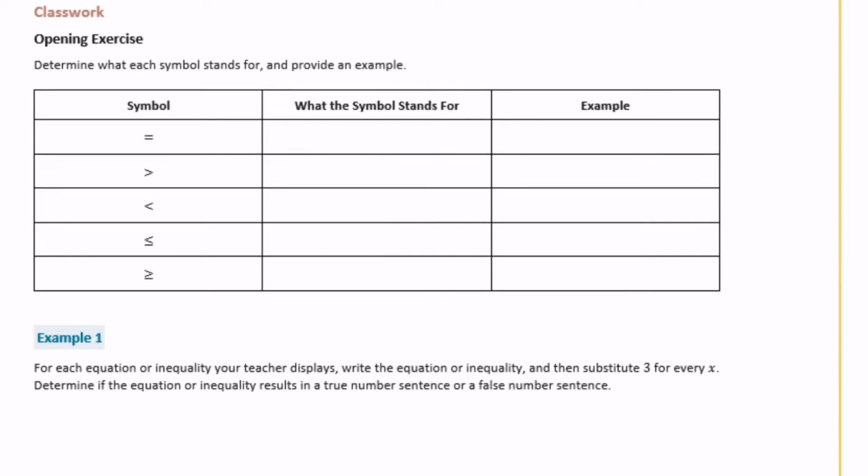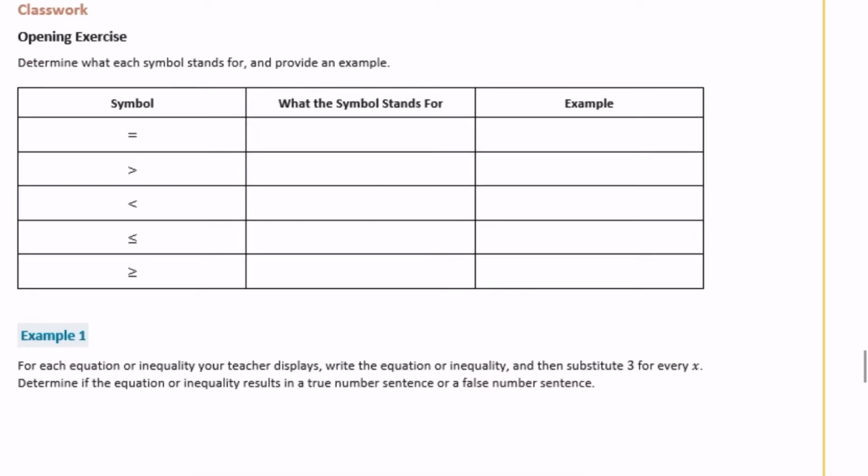So the first one, we have an equal sign. When it says what's that symbol stand for, it just means, like, what does it mean? So equals means that something is equal to something else. So let's say is equal to. So an example would be like, we could say 4.5 is equal to 4 and 5/10. Or you could say 4.5 is equal to 4 and 2/4. So it just means that something is equal to something else.